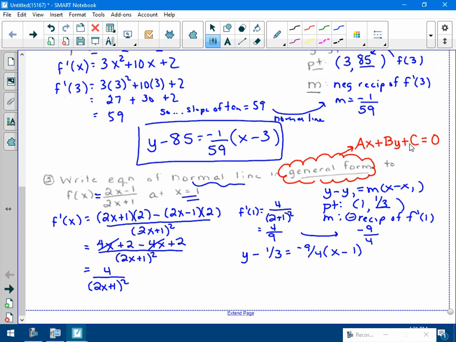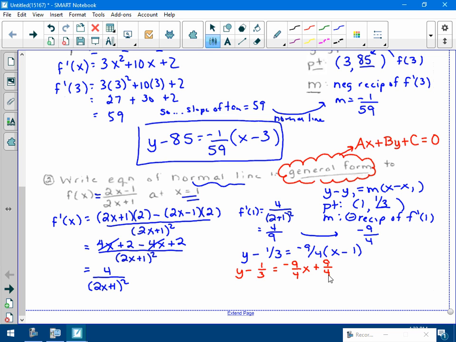Now if I want it in this form, ax plus by plus c equals 0, I've got to distribute this through. So normally I'd stop at this step, but it wanted this general form. So let's get it in that form. y minus 1/3 equals negative 9/4 x plus 9/4. Now the other thing is I don't love seeing all these fractions here. I want a, b, and c to be whole numbers. So what's the easiest trick to get these all to be whole numbers? Again, I'm doing this for help on the quiz tomorrow.